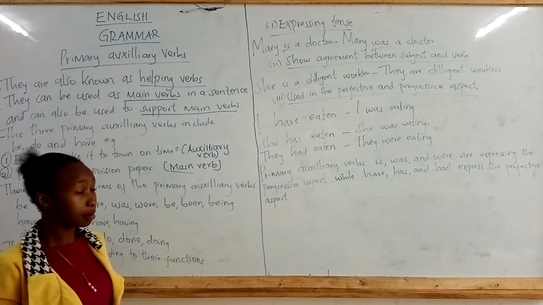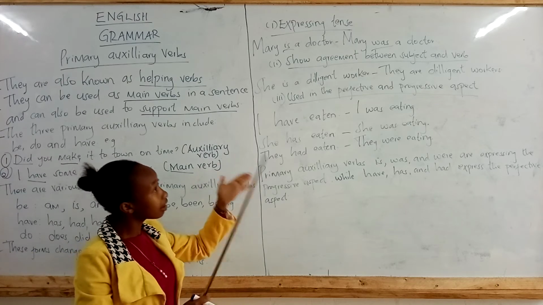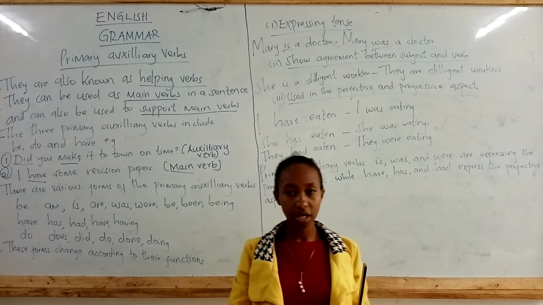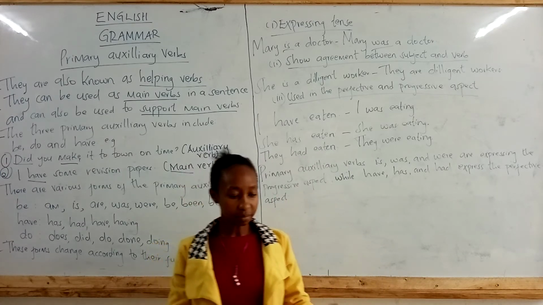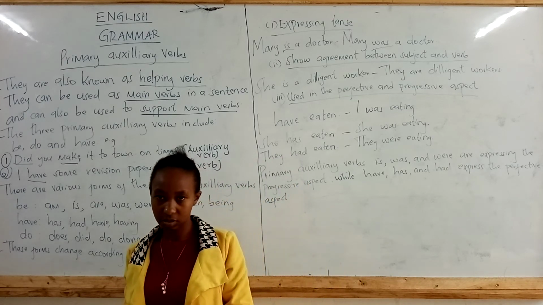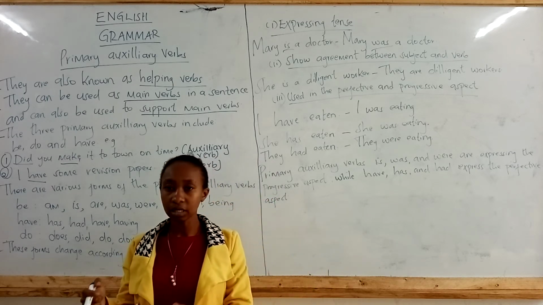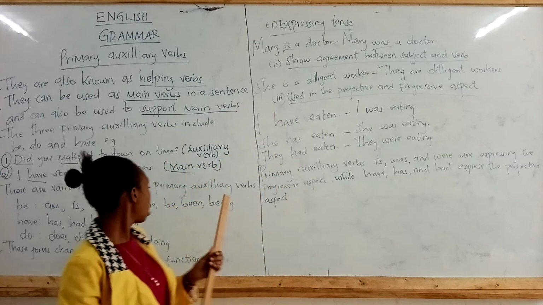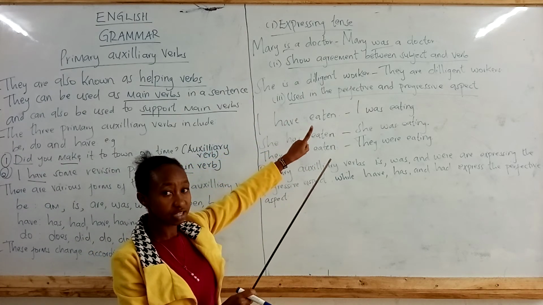On to the second example. The verb can also change when I'm showing agreement between subject and verb. What do I mean when I talk about subject-verb agreement? I simply mean when a subject is singular, the verb should be singular. If the subject is plural, then the verb should also be plural. So that is what we mean by subject-verb agreement. So the verb will also change when I'm showing an agreement between subject and verb.